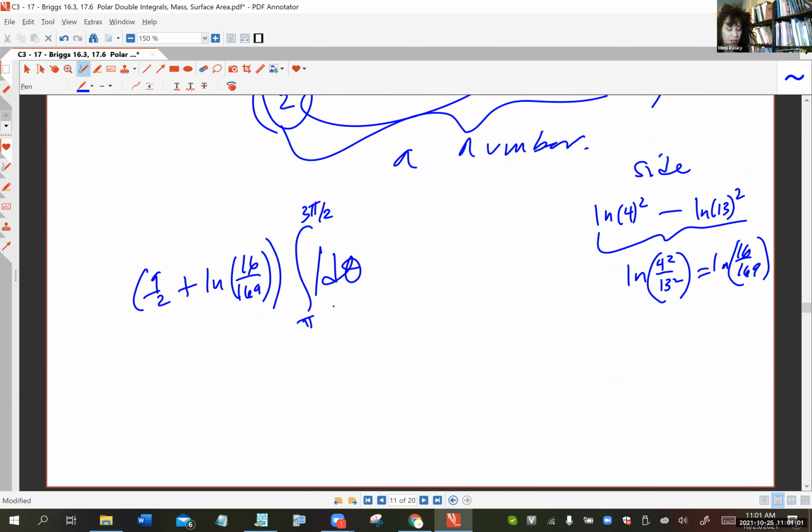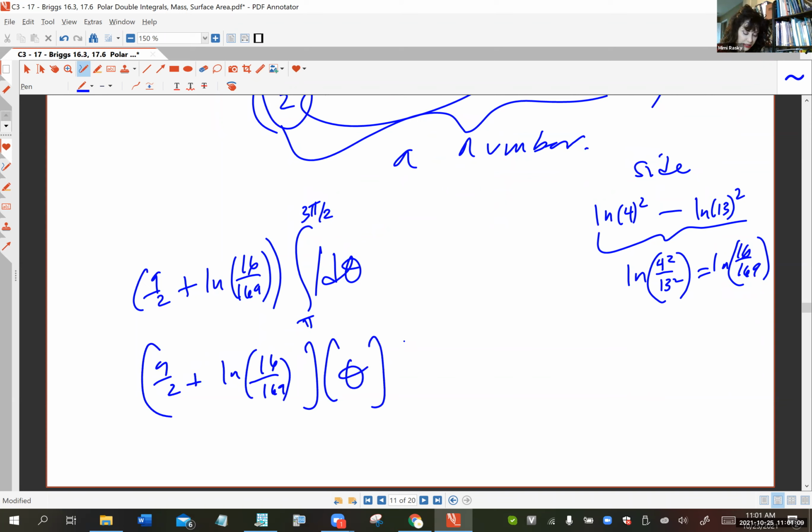So the antiderivative of 1 with respect to theta is just theta. And you're going to evaluate theta between 3 pi halves and pi. And that's just going to give you pi halves. So our final answer is going to be this weird number.